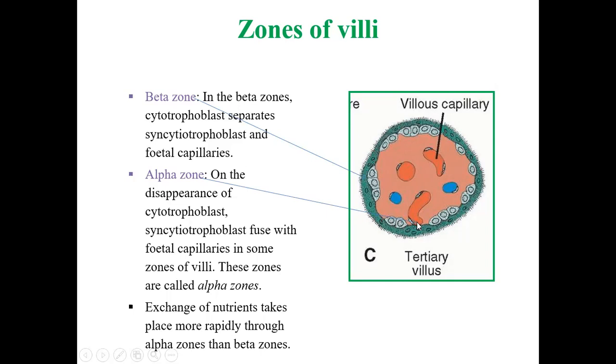there is disappearance of the cytotrophoblast and the fetal capillaries lie in close approximation with the syncytial trophoblast. So these zones are known as alpha zones, and these aid the simple diffusion of oxygen and other metabolites at the materno-fetal junction. So exchange of nutrients takes place more rapidly through the alpha zones as compared to the beta zones.